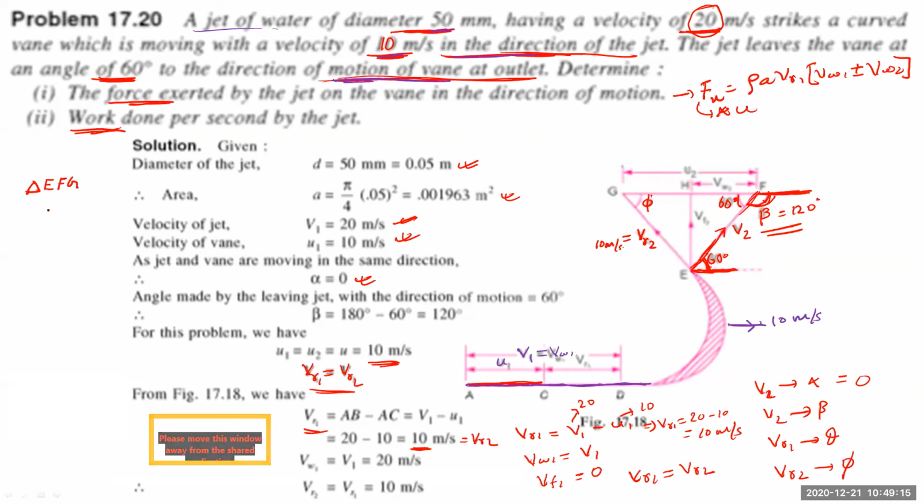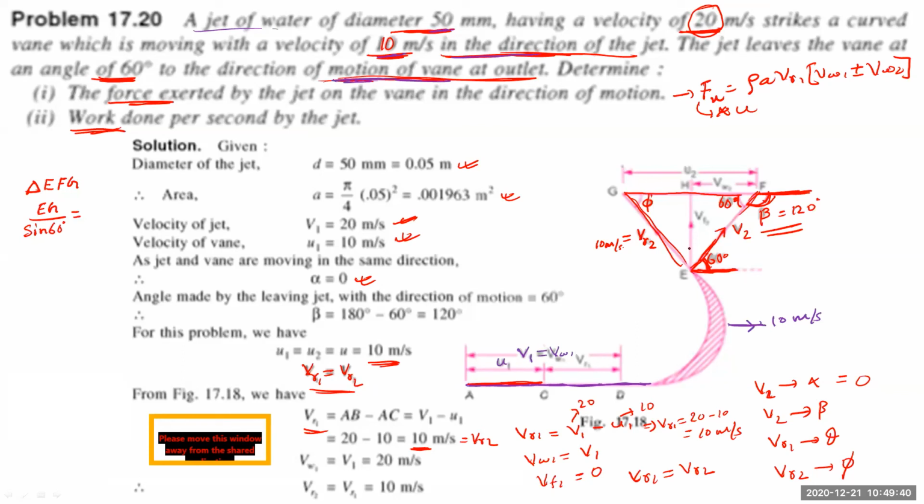Using the sine rule, EG, this is your EG. The angle just opposite to this side is 60. So I will write EG upon sine 60 degree equals to GF. Now I will write GF.